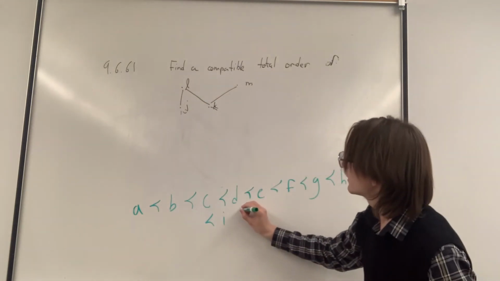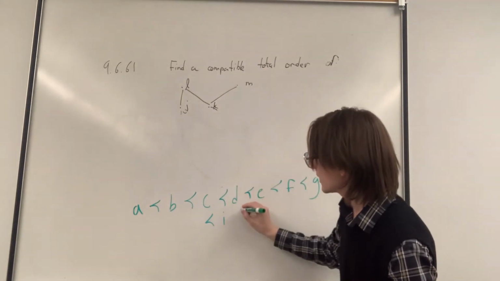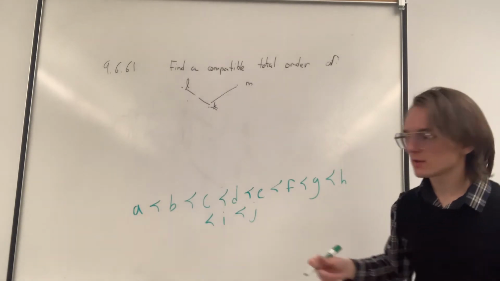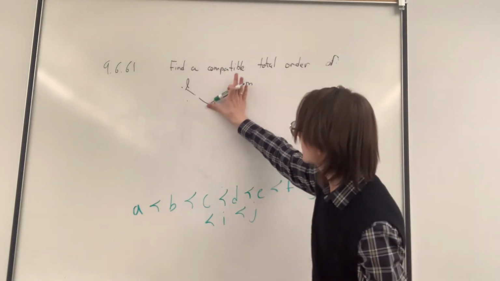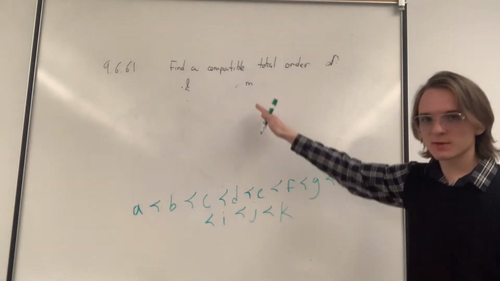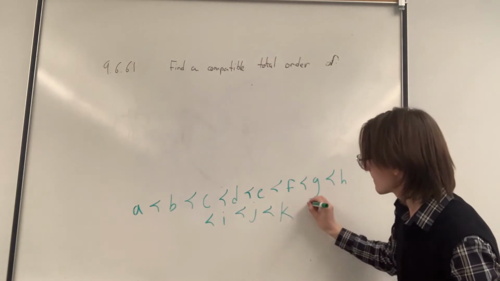From there, we have two minimum elements. We have J or K. We can remove the J next. Now we only have one minimum element, which is the K, so we must remove the K. Then we can remove them in either order because they're both minimum elements. Let's do L and then M.